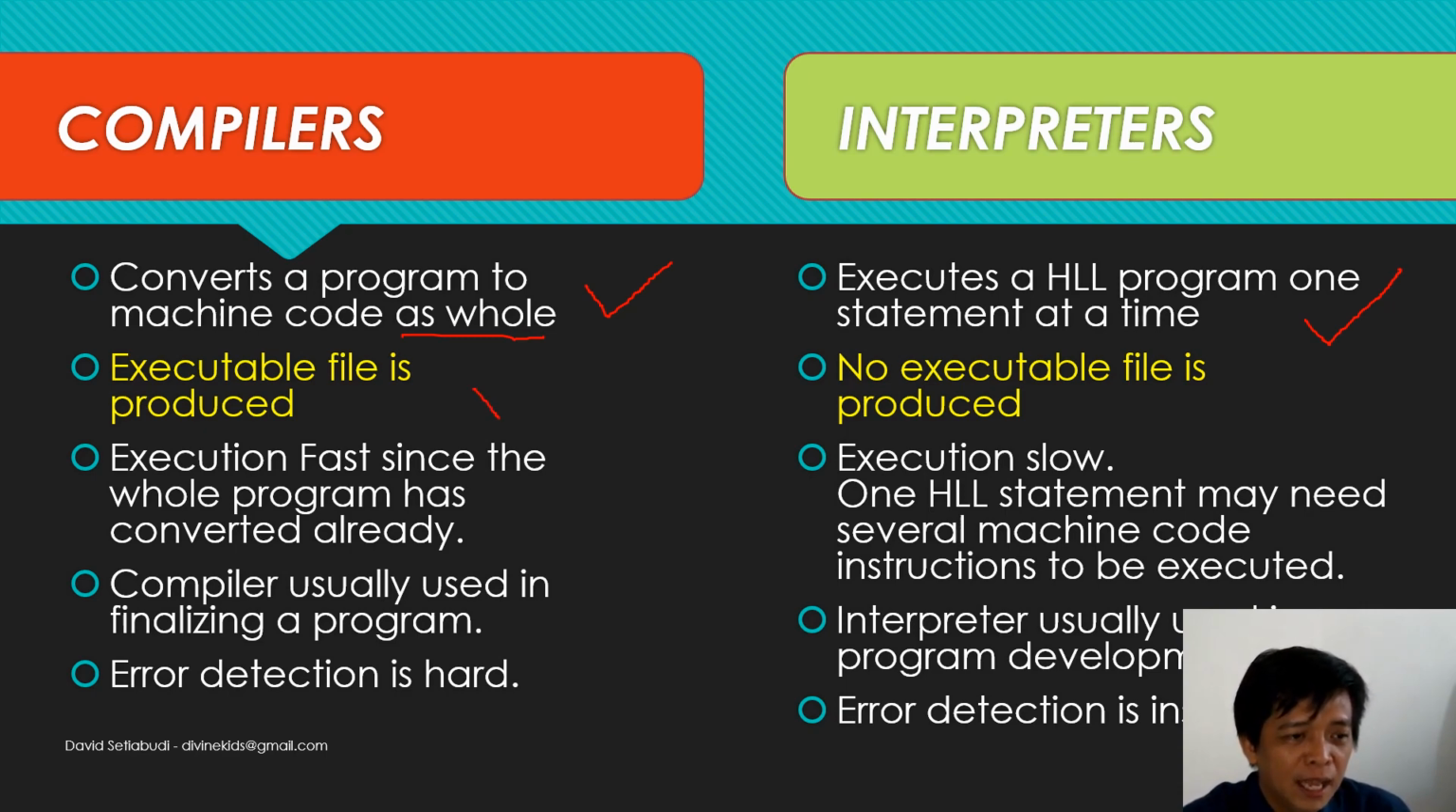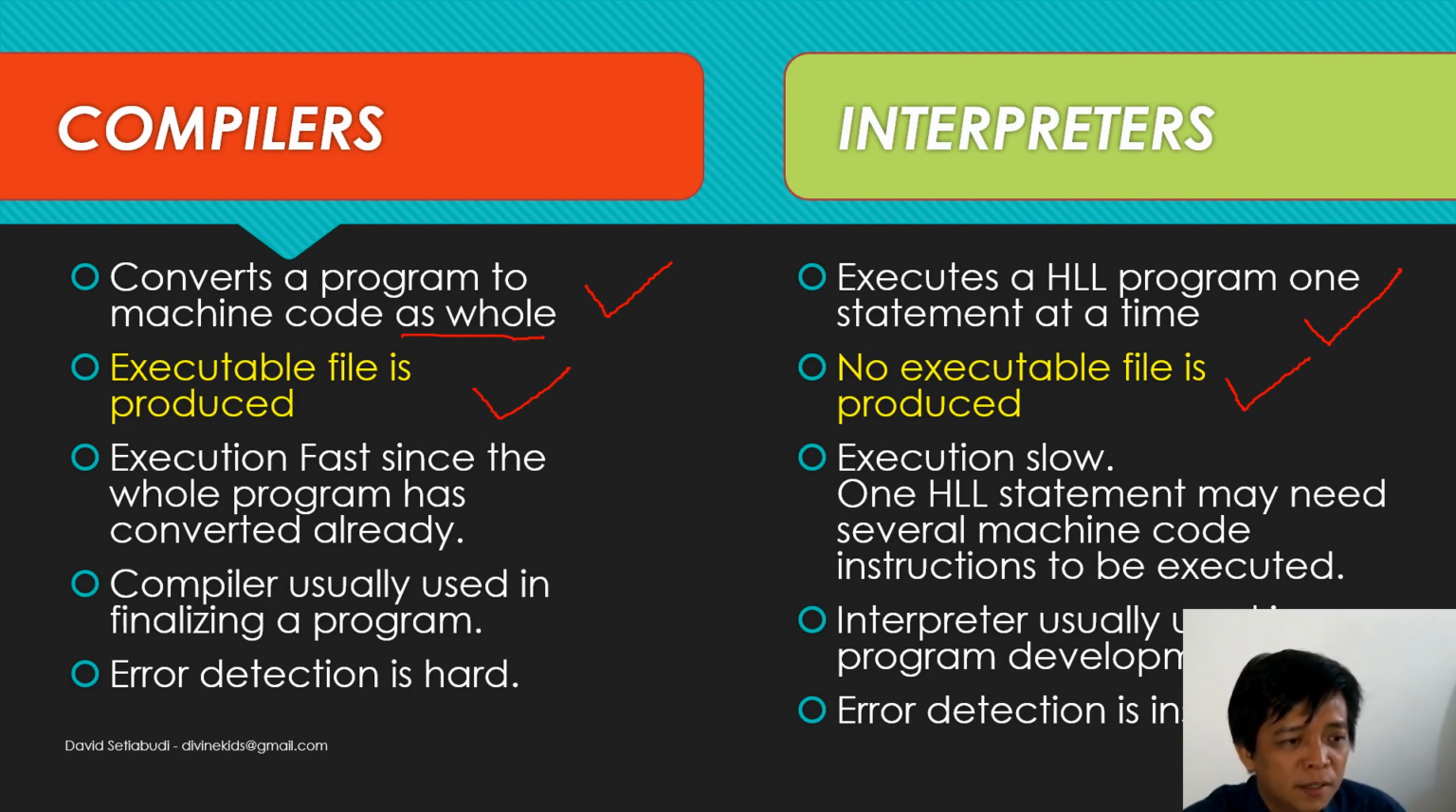Okay, moving on. Compilers make an executable file. But here in the interpreters, no executable file is produced. So be careful. I might ask you whether this one is true, whether this one is false. So let's say compilers make no executable file. The answer is false because compilers can create an executable file.